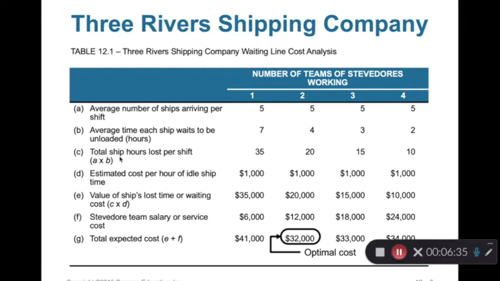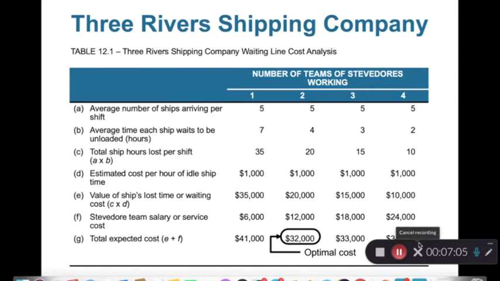Let's see, the total ship hours lost per shift times the estimated cost per hour of the idle ship time. So this is 1,000 times 35, which is 35,000. And then the stevedore team's salary or service cost is $6,000. And then we need to add E and F. You can see, and then we can have the total expected cost, $41,000.